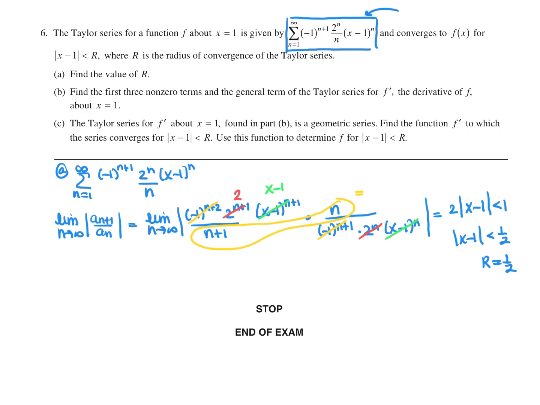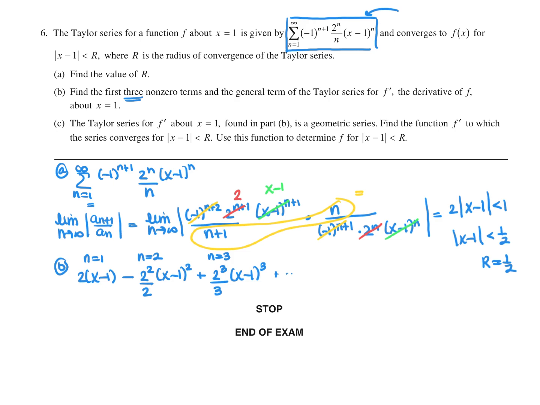Part B says find the first 3 non-zero terms in the general term for f prime. So the first thing I'm going to need to do is write out the Taylor polynomial for f. So we start at n equals 1. If I plug in n equals 1, I'm going to get a positive 2 times x minus 1. If n is equal to 2, we're going to get a negative 2 squared over 2 x minus 1 squared. If n is equal to 3, we're now going to get a positive 2 cubed over 3 x minus 1 cubed. And it asks for first 3 non-zero terms, so I could stop right here.